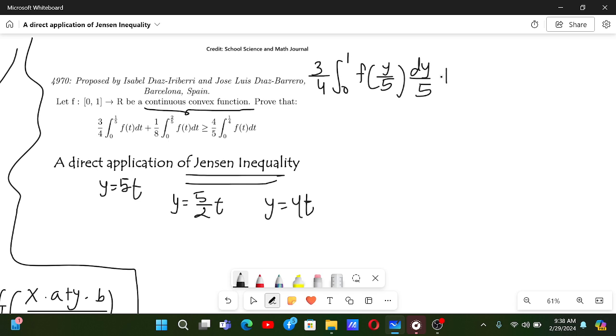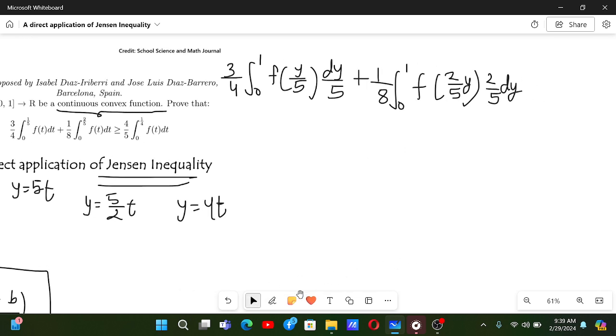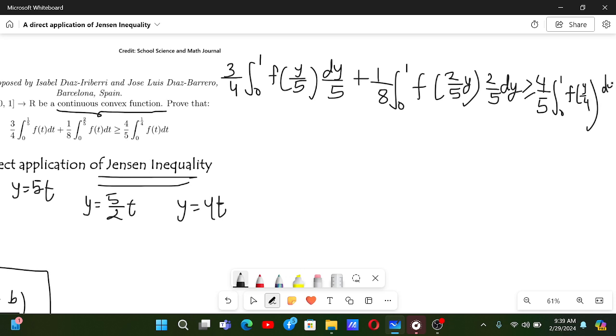Okay, plus 1 by 8 integral from 0 to 1. Now f of that will be 2 by 5 y, and then d of 2 by 5 y. Okay, now this will be greater than or equal to 4 by 5 integral from 0 to 1, now that will be f of y by 4, and then dy by 4. Now we can cancel the 5's from all of the terms.